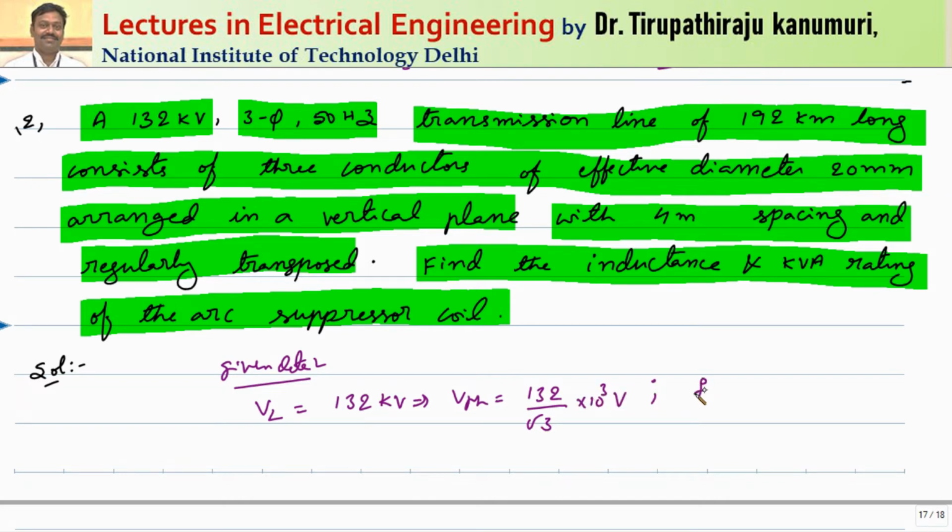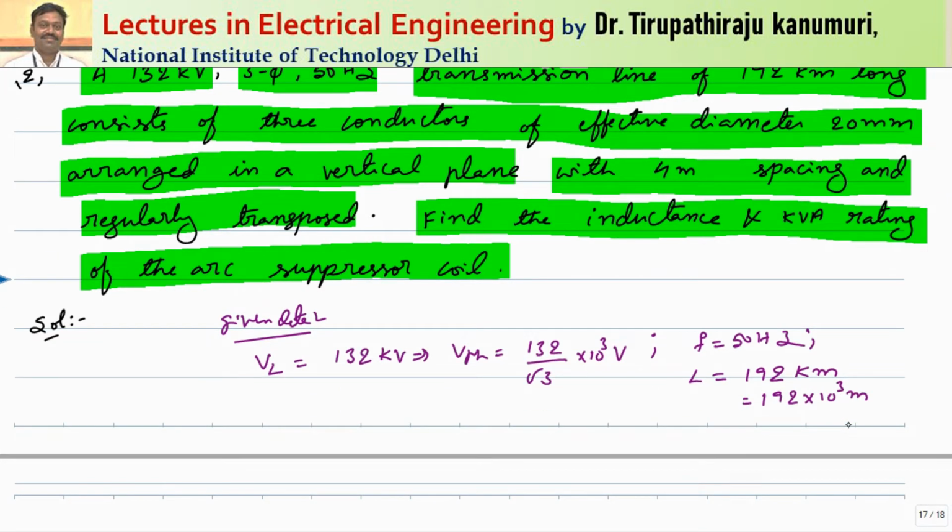So it is also given that the frequency is equal to 50 hertz and the length of the line is given as 192 kilometers, or I can write this as 192 into 10 to the power of 3 meters. This is what is given, and it is also mentioned the effective diameter of your conductor. The diameter is given as 20 mm. Because the radius is required for calculating the capacitance, the radius will be equal to 20 divided by 2. This is 10 mm, or nothing but 0.01 meters.